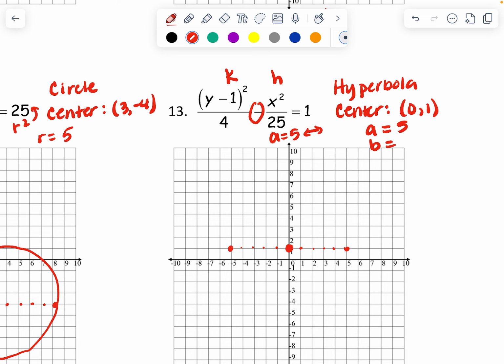is underneath the y, so that's going to be the square root of 4, which is 2. That's your up and down movement. So I'm going to go up 2 and then down 2. Now remember, for a hyperbola, we're not connecting these dots, we're making a rectangle out of them, right? So here's my little rectangle. And then we're going to do those asymptotes where we're going to connect the corners.